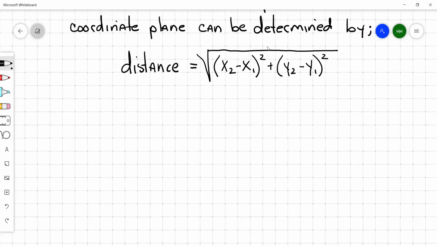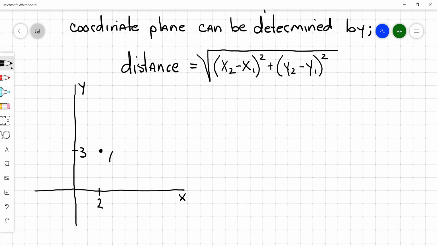So let's say that we've got a x and y axis here. And we got a point at 2, 3. We'll call this point A. And then let's see, let's go 3, 4, 5, 6, 7. Let's go 8. Let's put point B up here at 8, 7.